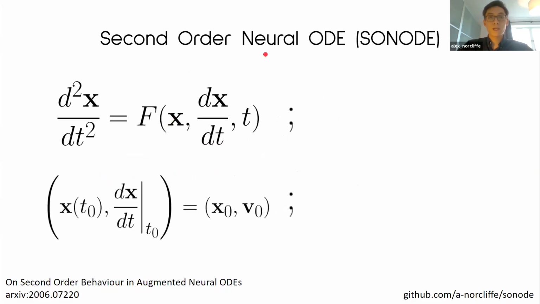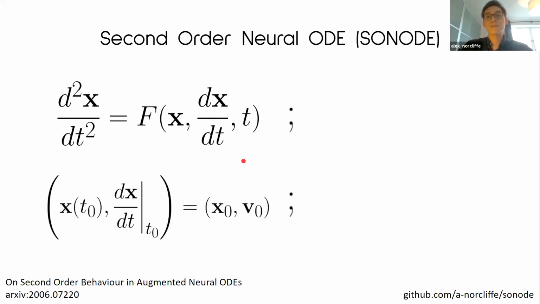So we start with some second order ODEs, or we call them SONODEs. And we start with how do we mathematically represent this? So we have an acceleration, and it's equal to some function of the position, the velocity, and time. And then we have some initial conditions. We have an initial position and velocity.